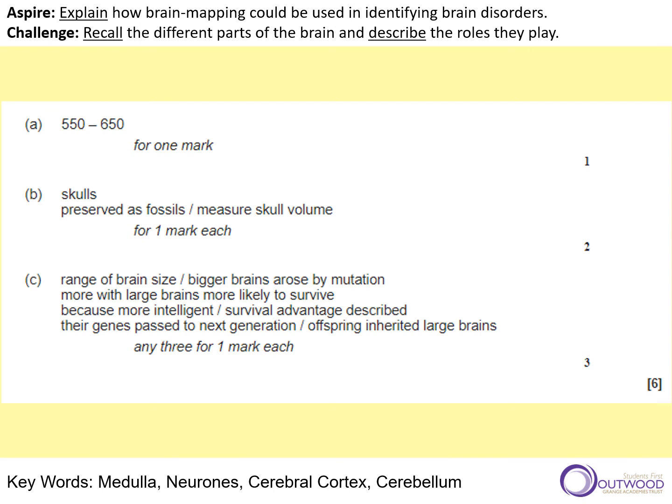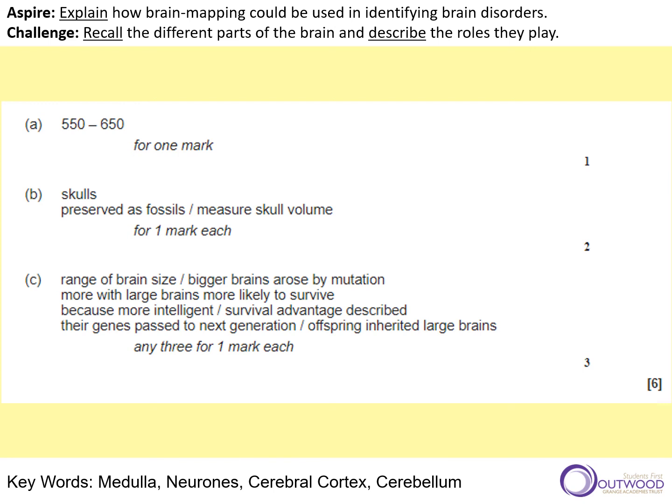Part C, talking about natural selection, why is it bigger? So you need to talk about variation. So there's a range of brain size, or suddenly some of them have got a bigger brain because of mutation. Now the ones with large brains are more likely to survive. Yep, that's the second mark. And then their genes are passed on to the next generation, to the offspring, inherited. So it's a classic natural selection answer.